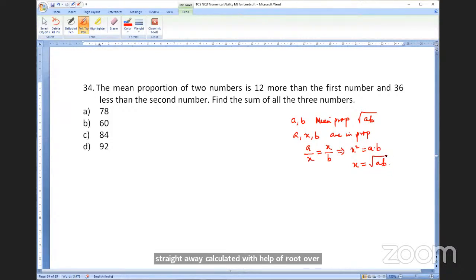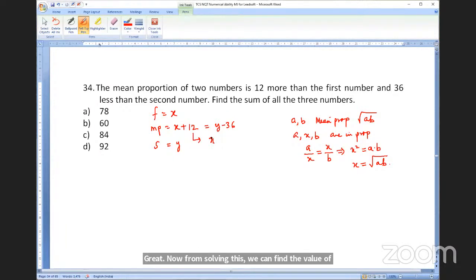That's it. The mean proportion of two numbers is 12 more than the first number. Let the first number be x, and the mean proportion is x plus 12, and 36 less than the second number. Okay. So if the second number is y, then the mean proportion is y minus 36. Great. Now, from solving this, we can find the value of x.